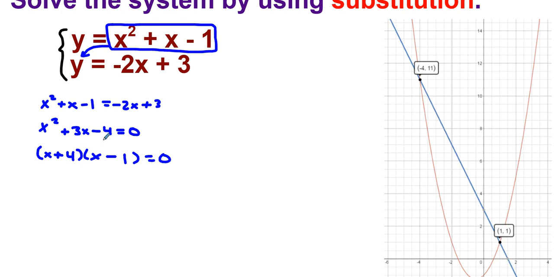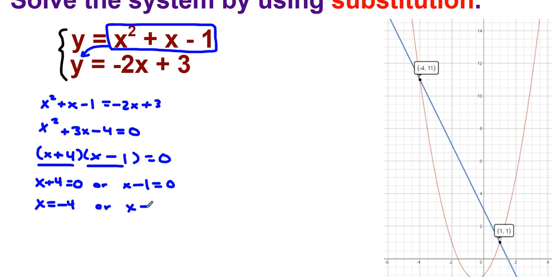Then use the zero product property, where if you multiply 2 factors and get out a 0, one of them must equal 0. X plus 4 equals 0, or x minus 1 is 0. So we get x equals negative 4, or x equals positive 1.